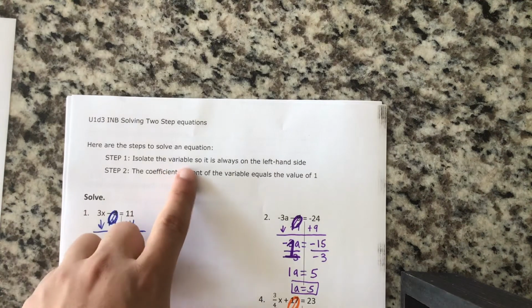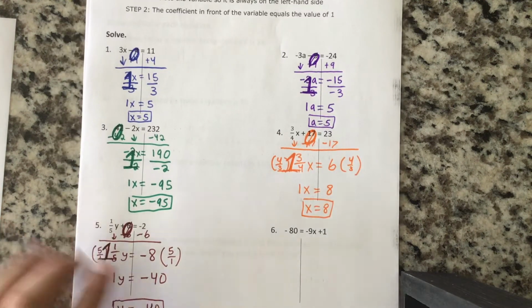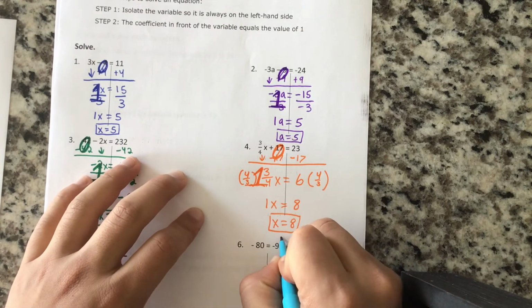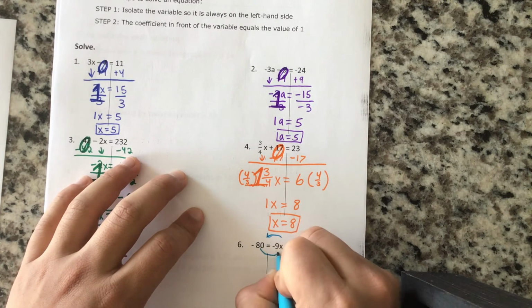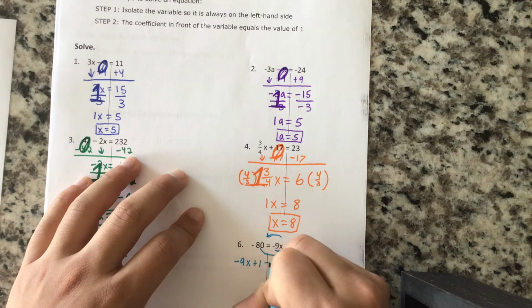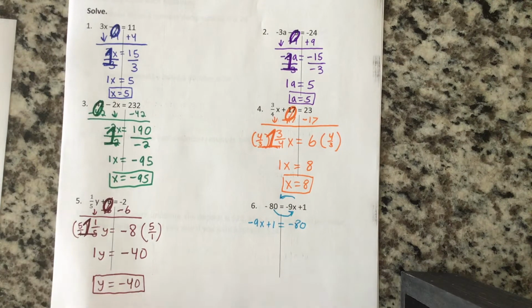We need to isolate the variable so it's always on the left-hand side, okay? So if you get something like this, this is what I would do to start. I would flip everything. Just flip it. So I would just rewrite this as negative 9x plus 1 equals negative 80, okay? Just so now it looks like all the other problems we've done. That's what I would do first, so it's on the left side.